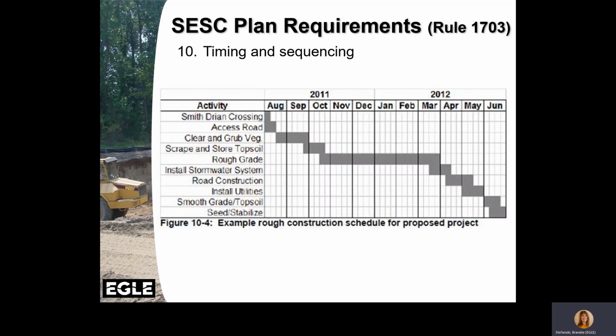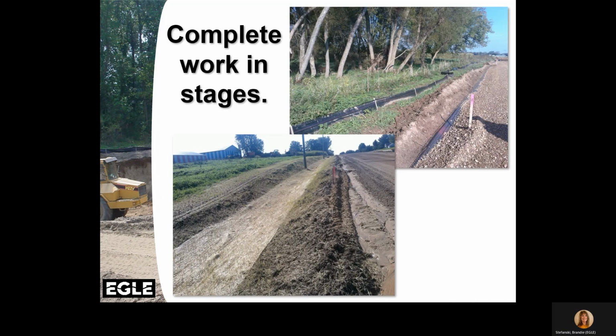The timing and sequencing can be demonstrated using start and end dates for less complicated projects, or a timeline that exhibits each phase or stage of the project for larger projects. Pay particular attention to project start and end dates. Starting to excavate in late November may be a questionable decision, as it is not practical to assume any vegetation would establish until late spring. Completing work in stages dramatically reduces the potential for erosion.